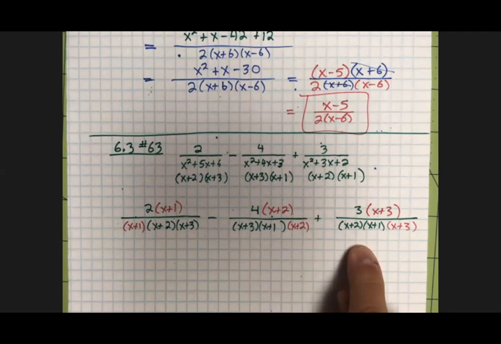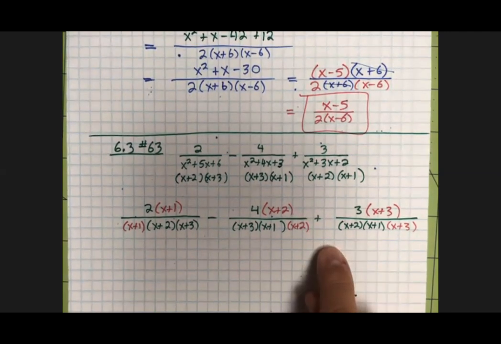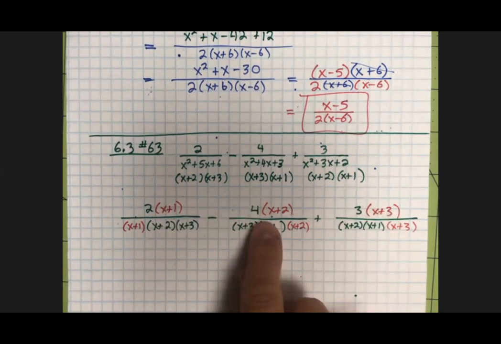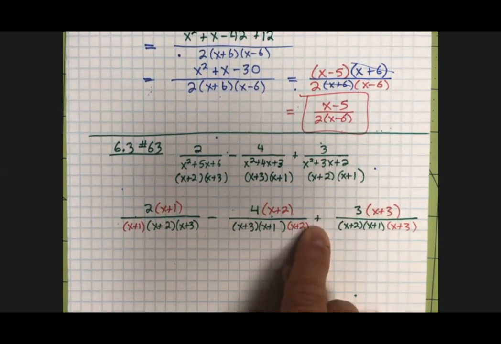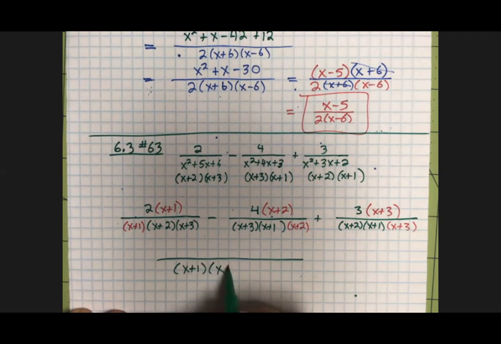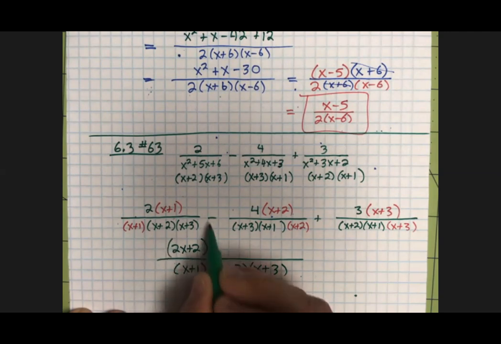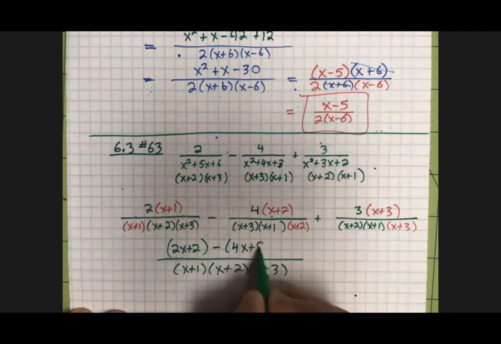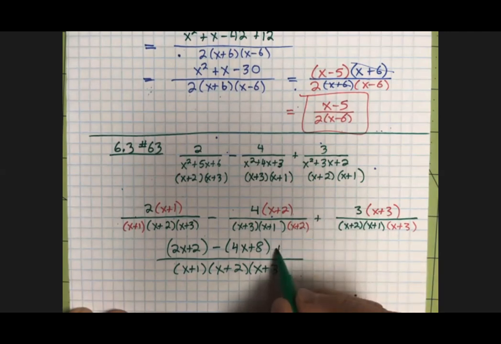Okay, good. But now my job is I've got to bring these three numerators together and respect the minus and the plus. So let's write like this. My denominator is clear. I know what the denominator is now. But I've got to do 2x plus 2 minus 4x plus 8. So don't forget that both of those have to be subtracted. Here I have plus 3x plus 9.